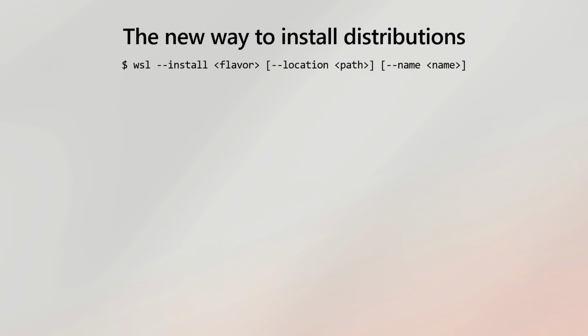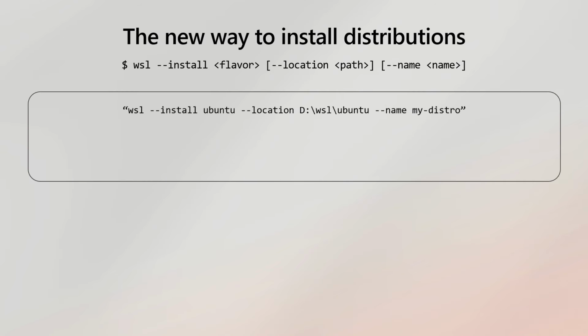So this is the WSL install command line. So we can see that we've added some new command line argument. We've added --location, which allows you to select where you want your new installation to be actually stored, and --name. So with --name, you can actually change the name of the distribution that's going to be installed. And more importantly, this means that you can install the same version of a distribution as many times as you like. So you can do something like this now. You can install Ubuntu in a custom location and name it however you'd like.